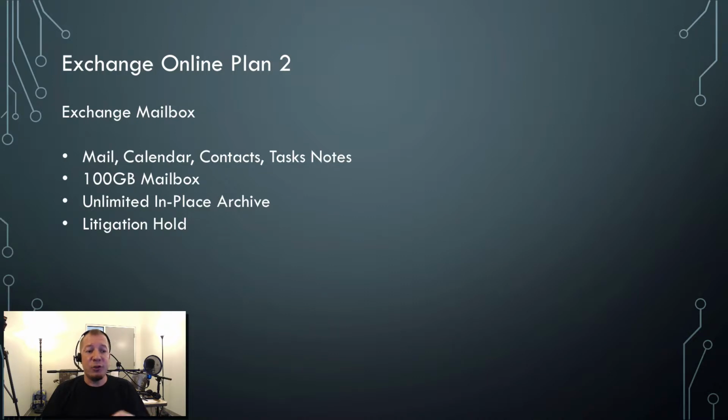Exchange Online Plan 2. Similar to Plan 1, but it's a 100 gigabyte mailbox, an unlimited in-place archive, and you also have something called Litigation Hold. What that is, it's a switch that we would turn on just like the online archive, and it saves every email that goes in and out of that mailbox in a separate hidden place. So, it's not retroactive. It only starts doing that once you turn it on.